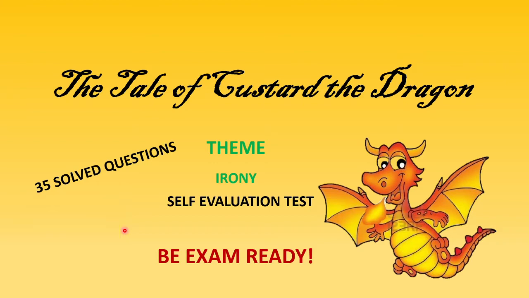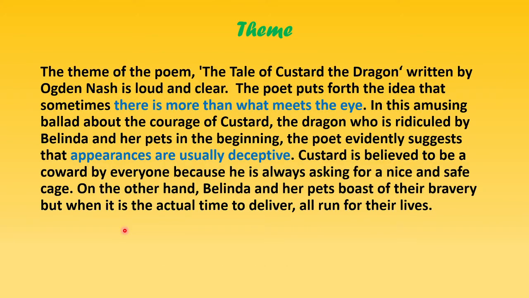Now let's get started with the theme first. The theme of the poem, The Tale of Custard the Dragon, written by Ogden Nash, is loud and clear. The poet puts forth the idea that sometimes there is more than what meets the eye. In this amusing ballad about the courage of Custard, the dragon who is ridiculed by Belinda and her pets in the beginning, the poet evidently suggests that appearances are usually deceptive.